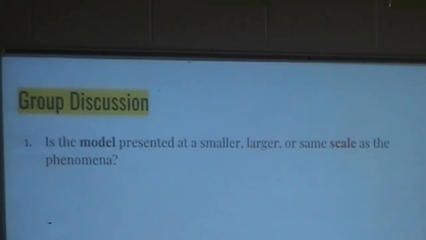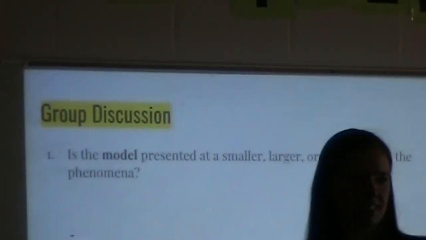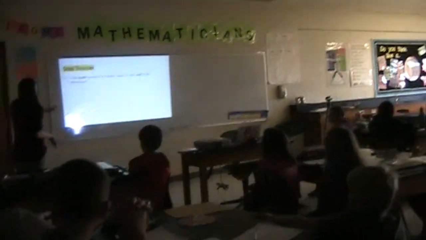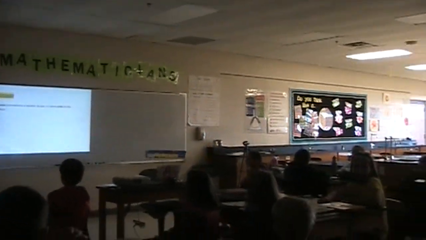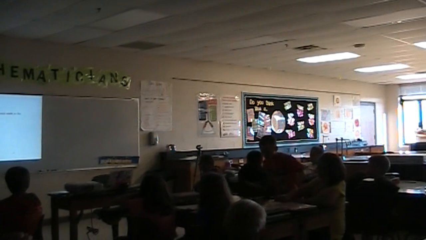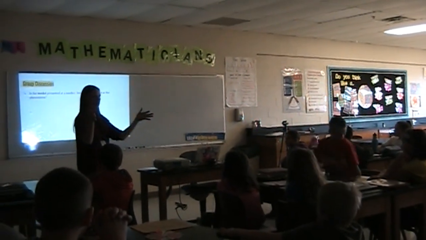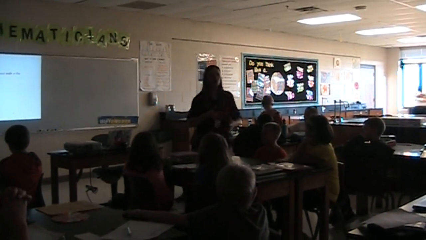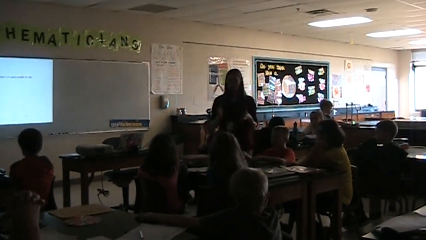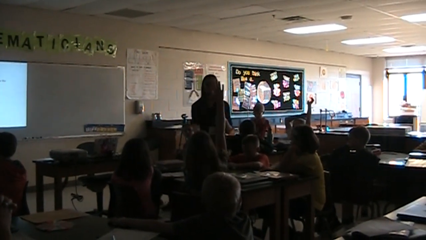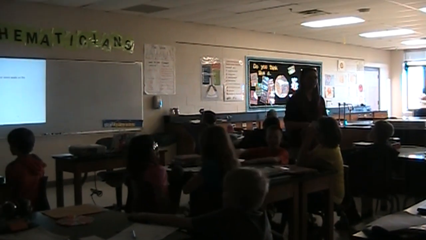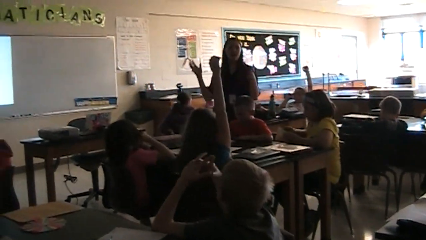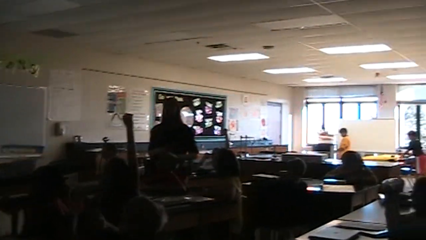We divided it into fresh water and salt water, and then we took our fresh water and we divided that into frozen water, groundwater, and surface water. So is that model that we just created with all of Earth's water presented at a smaller scale, larger scale, or the same size as the actual phenomena? So the actual all of Earth's water. Was our scale smaller, larger, or the same? Talk with your elbow partner and be ready to share. Is our model smaller, larger, or the same as our phenomena, as our water that exists here on Earth?